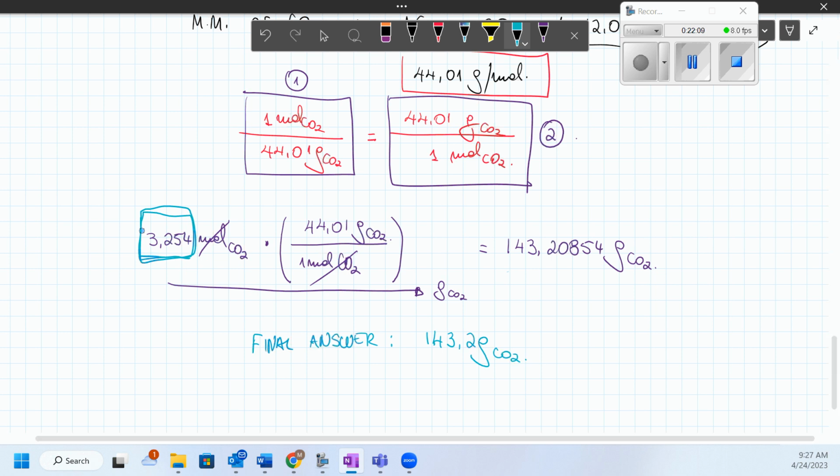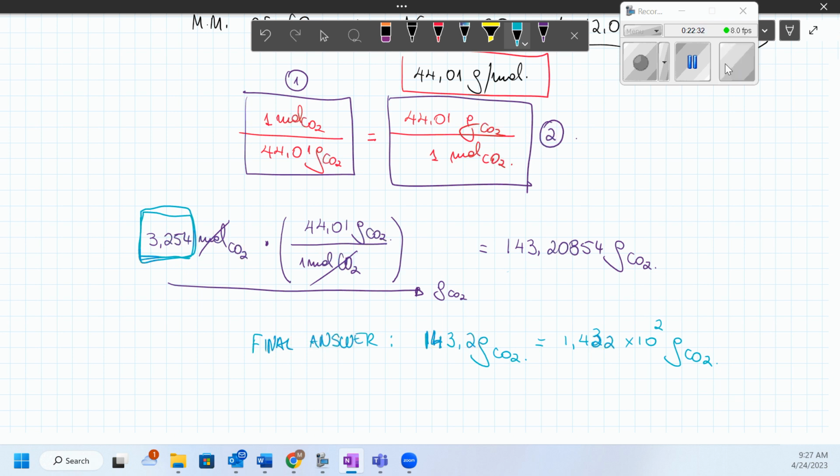And this will be your final answer, which you can leave as a decimal as you have it here, or you can write it in scientific notation, 1.432 times 10 to the power of 2 grams of carbon dioxide. Both answers are correct. And this is how we move from mole to mass, and from mass to mole.